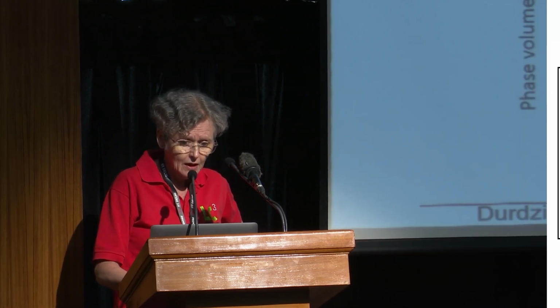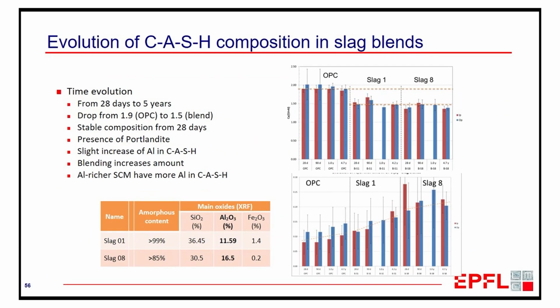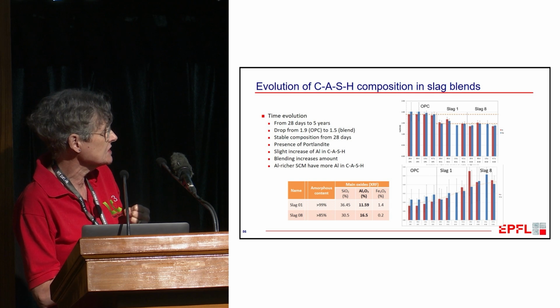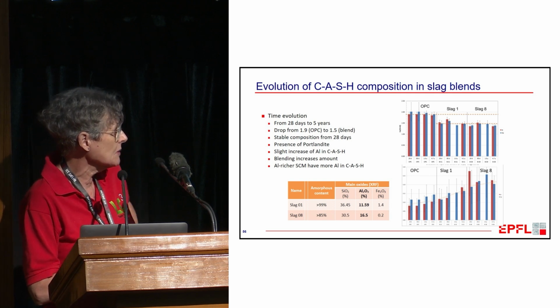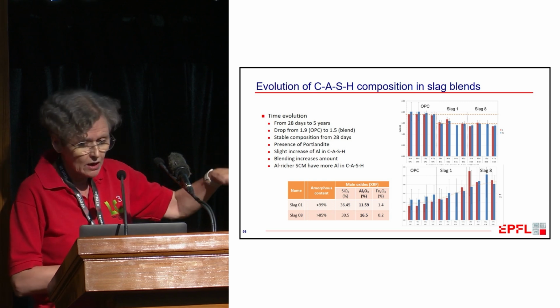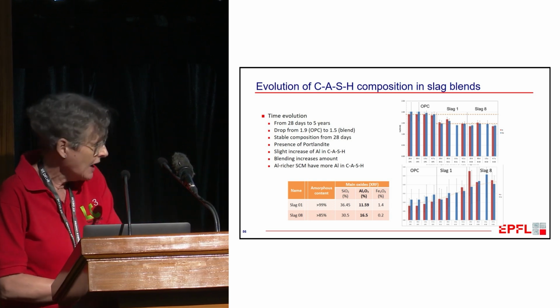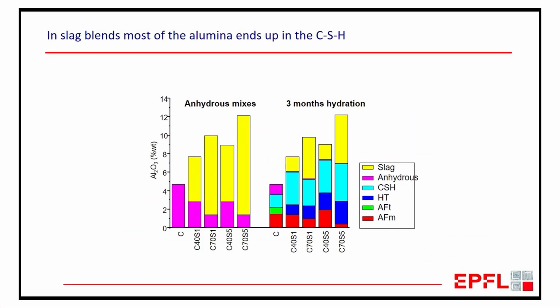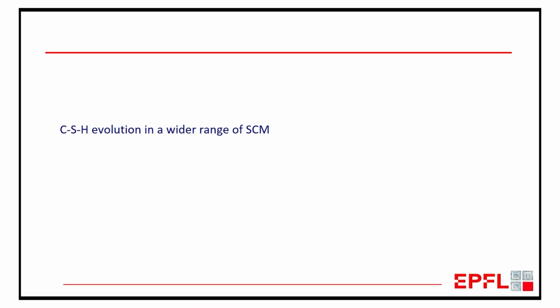What is changing, and what's quite important, is we see quite a shift in the composition of the CSH. So, this is looking at the calcium to silicon ratio of the CSH, and this is the ratio in Portland cement. And then you see when we add slag, it actually shifts quite early on to a lower level. And we can measure how much alumina is contained, and we can work out that a lot of the alumina in these systems will go into the CSH.